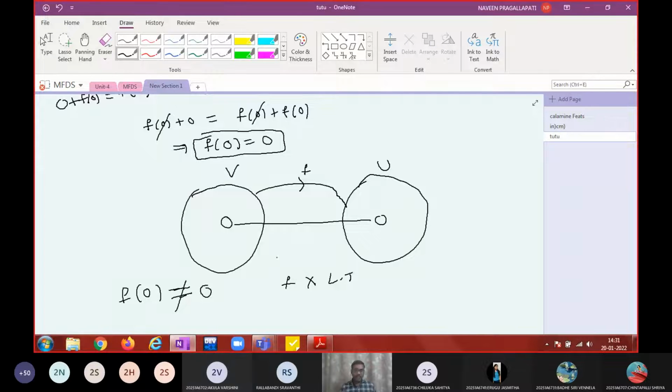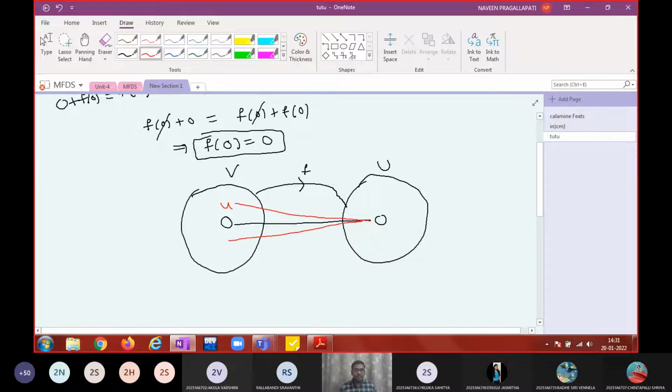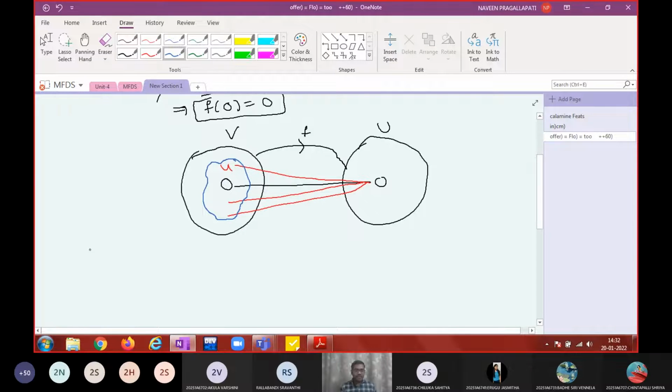Yes, sir. Right. So that is one property: f of 0 equal to 0. What are the next properties? It is not necessary that only 0 is mapping to 0. There may be some other elements also mapping to 0. Collect all those elements of V which are mapping to 0. That is called the kernel of the function.